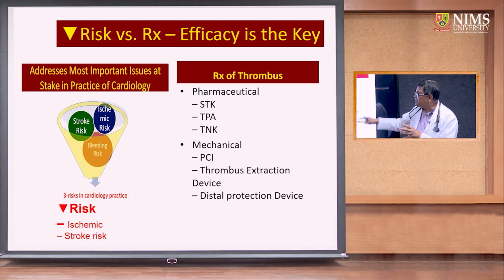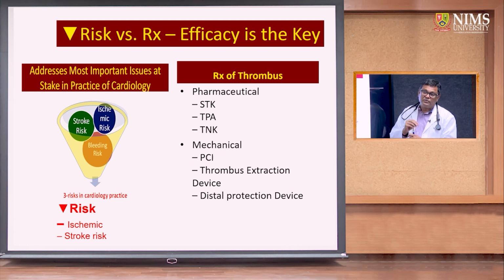But whether it is reducing ischemic risk or whether it is reducing the stroke risk, both these drugs can increase the bleeding risk. So depending upon how much risk you are facing, if you are facing a lot of risk of ischemic thrombus, then perhaps you have to use a very strong agent.